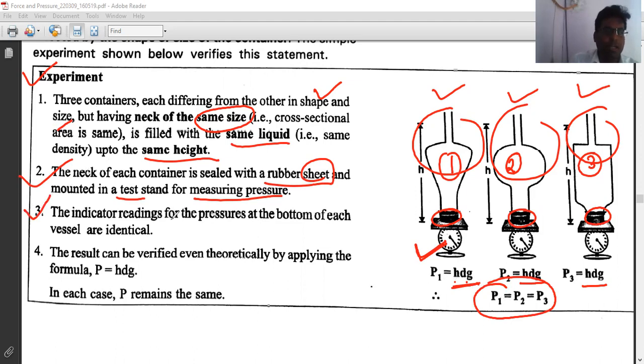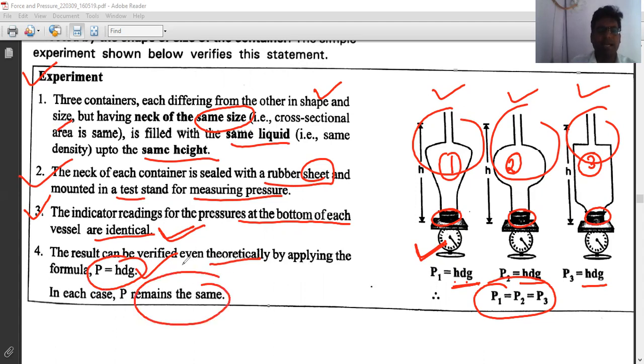So the third point indicates the reading for the pressure at the bottom for each. The vessels are identical. So in this way, pressure is the same for all three. The result can be verified easily, theoretically, by applying the formula P = hdg. So P remains the same as the height remains the same, right? And the density is also the same. So this experiment shows that pressure doesn't depend on shape and size. It depends only on the height and density of the liquid.